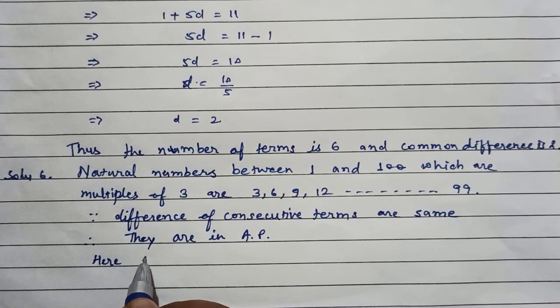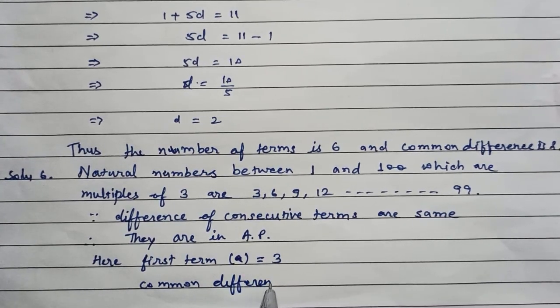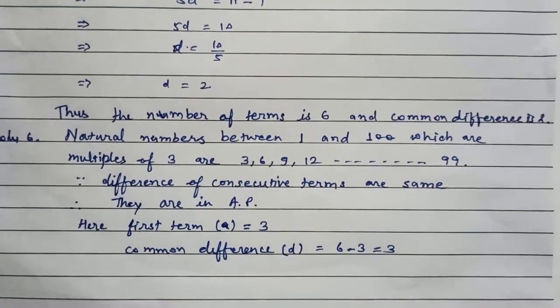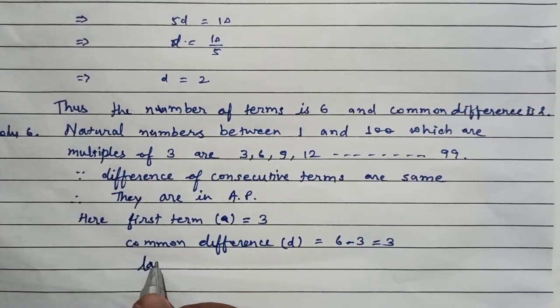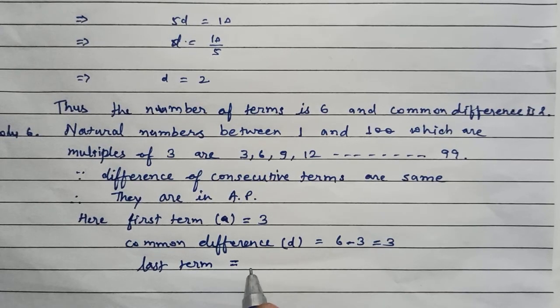Here the first term a is 3, the common difference d, 6 minus 3, is equal to 3. The last term is 99.